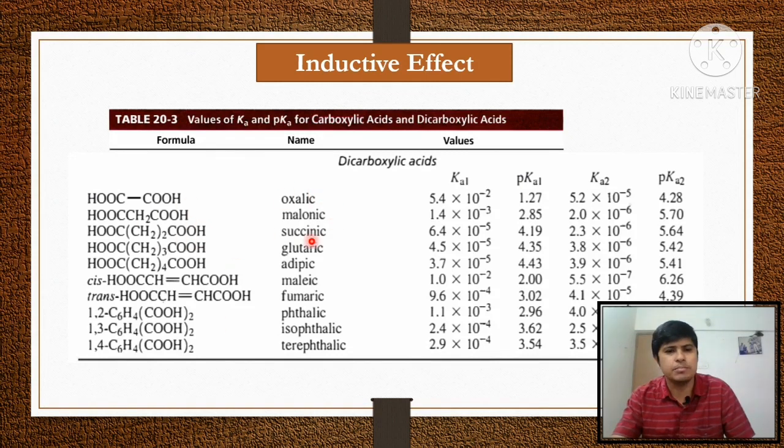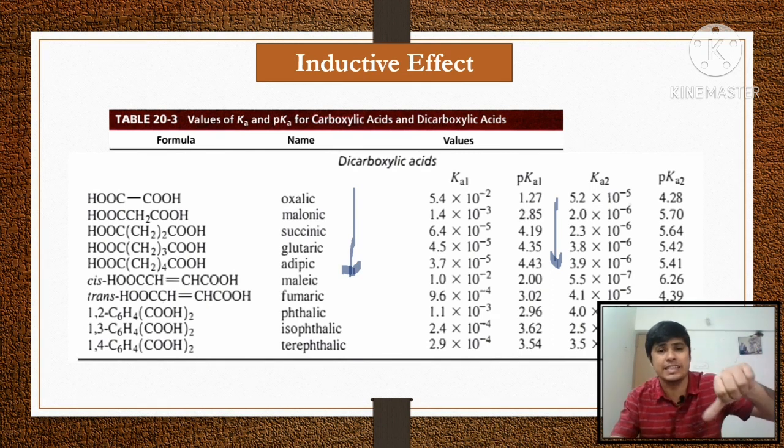Here we will see a table. Oxalic acid has first pK 1.27, malonic acid has first pK 2.85, succinic acid 4.19. So if we go from oxalic to adipic, the pK1 value increases. That means the acidity decreases.